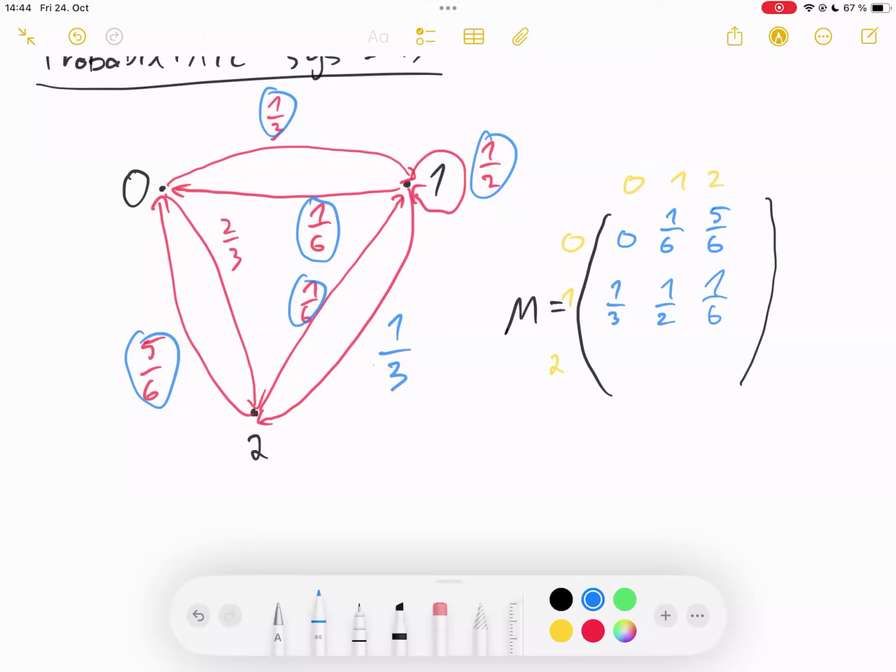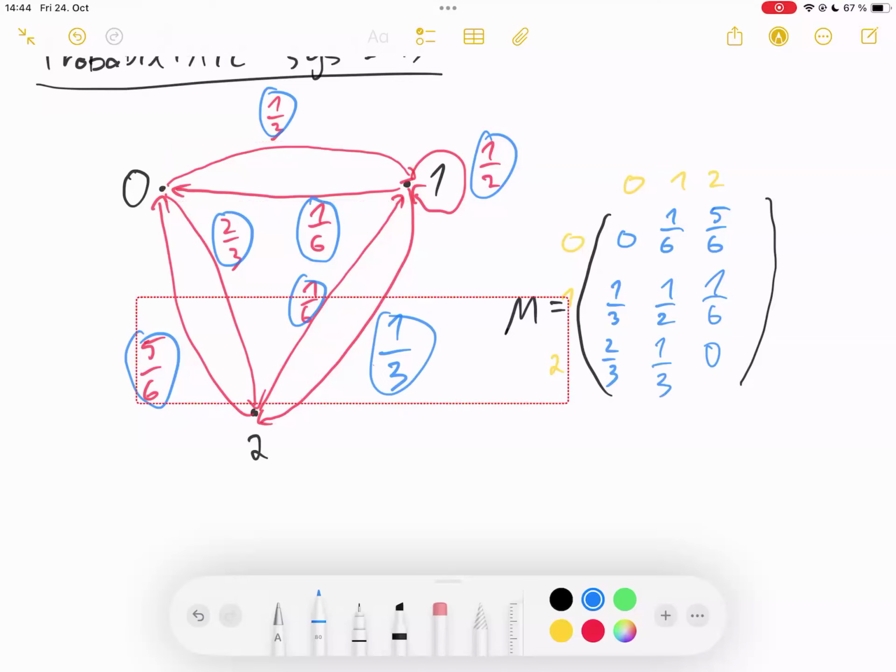So let's start with the last entry. It's 0 since there's no loop in 2, and 2 has an incoming one from 0, which is 2/3. And then we have the 1/3 here. So with this matrix, we can represent this graph over here. So it's two equivalent representations.